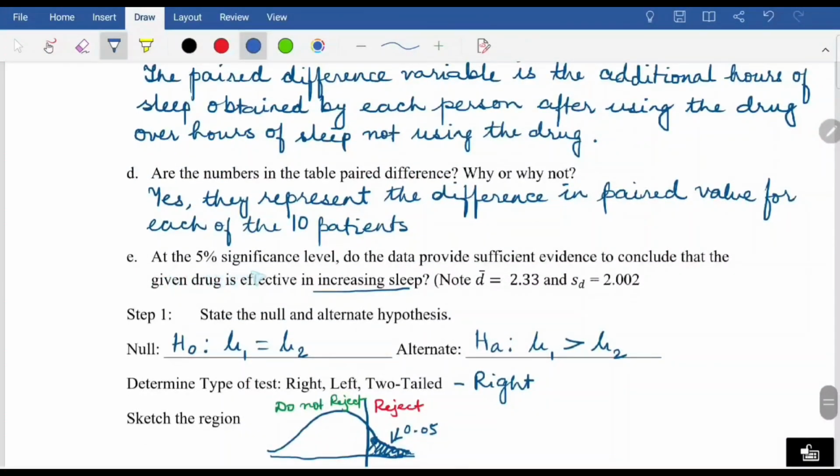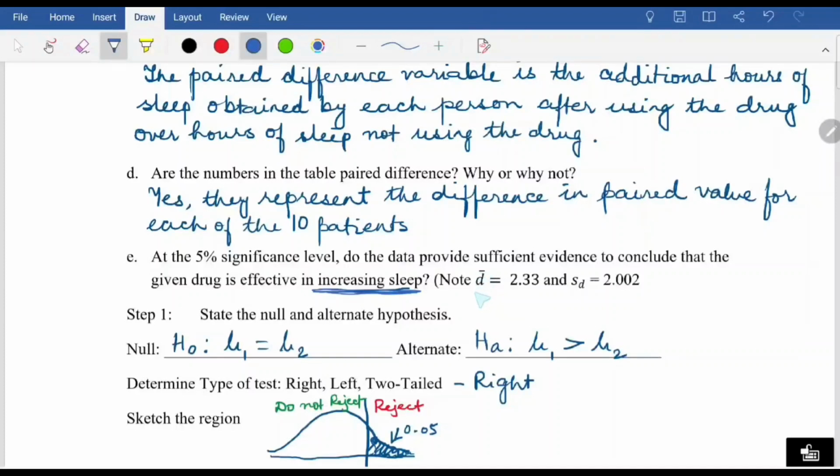Part E says, at the 5% significance level, do the data provide sufficient evidence to conclude that the given drug is effective in increasing sleep? So again, the key word here is "increasing," which is going to be used to state our alternate hypothesis. Now, what else have they given us?